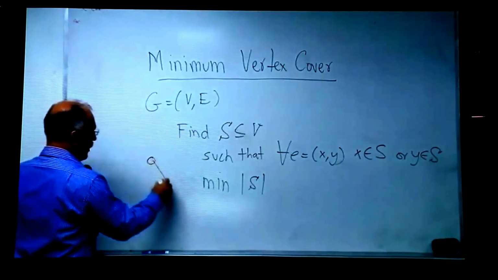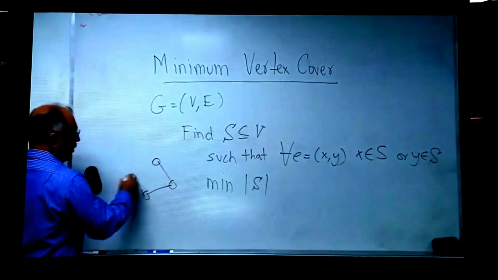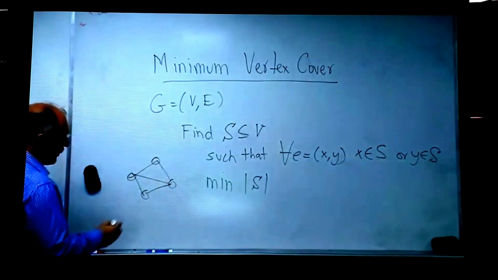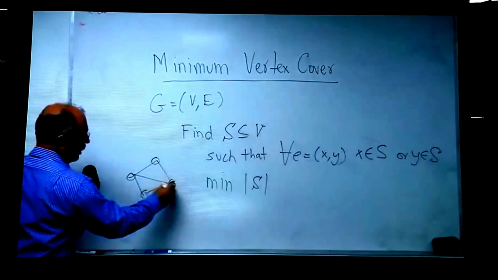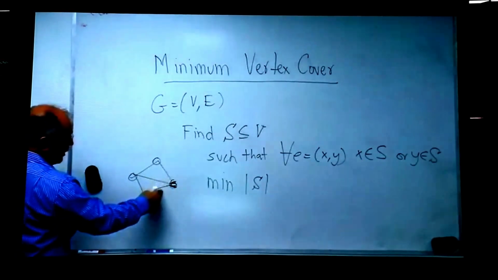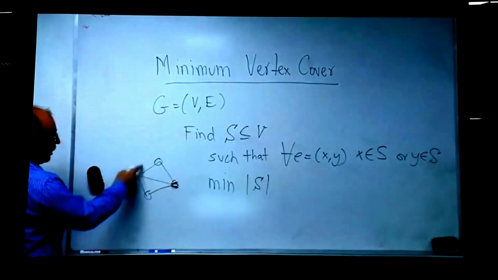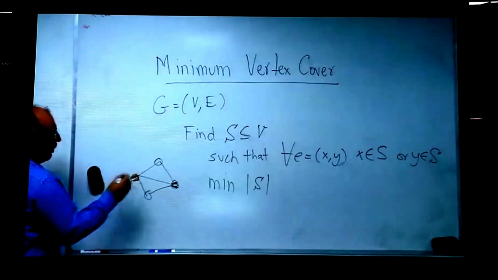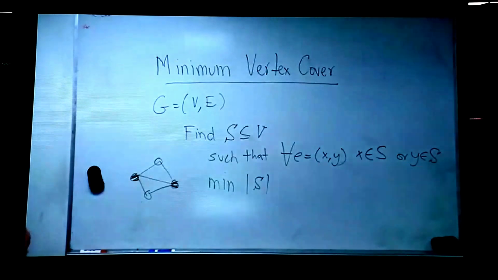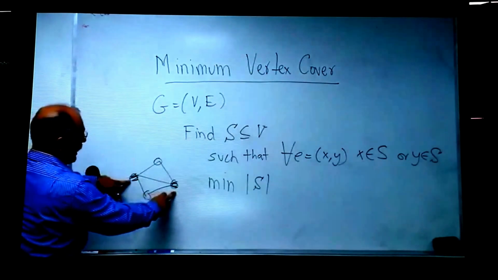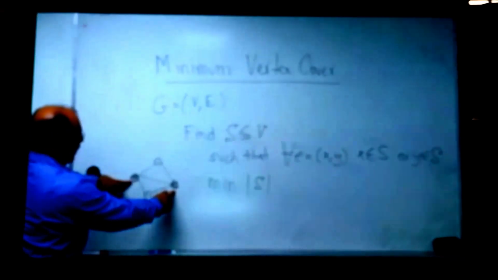So for example, if I have a graph that maybe looks like this, then we could say if I pick this node, then that certainly covers these three edges, but these two edges are still uncovered, and we could pick this node and then cover all of the edges. So these two nodes would form set S, and all the edges in the graph are covered.